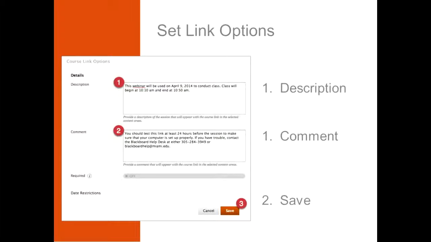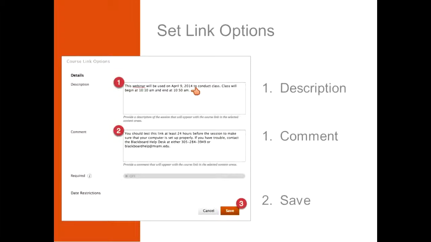Now I select the link options. Number 1 is to put the description. And in the description, what it is and when it's going to happen. If this is Wednesday from 10:10 to 10:50 a.m. and this specific Wednesday, put that in. If it's every Thursday from 2 to 4, these are your office hours, and this is where they should click to enter them, put that in. Whatever, give them information.